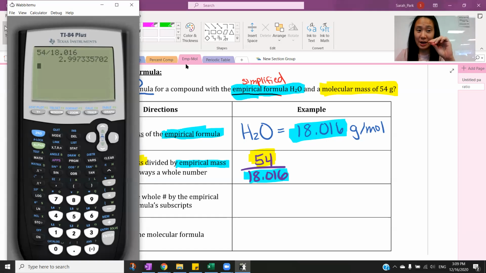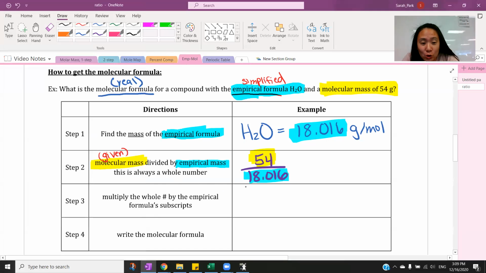Okay, so after you divide, you should be really close. So if you're in the middle somewhere, like you got 2.5, then you probably divided something wrong or added something wrong earlier. So here we see that 2.997 is very close to a whole number, to 3. Okay. Then step 3 says multiply this whole number by the empirical formula subscript. So once again, we bring back the empirical formula here. So you got the whole number 3.